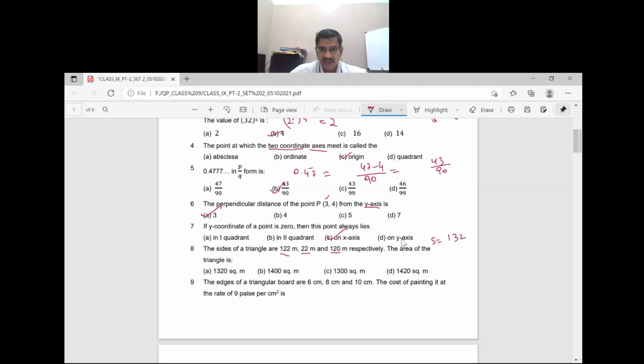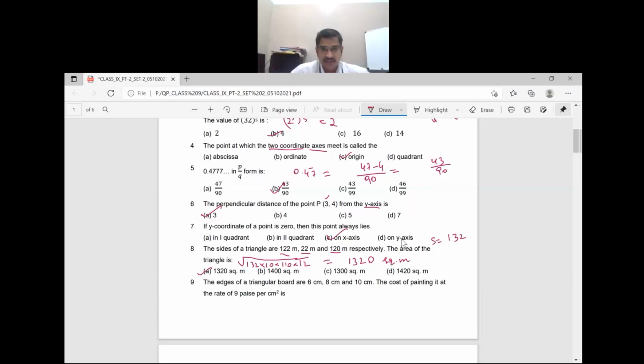This is the semi-perimeter. Now, you know the formula: root under S into S minus A into S minus B into S minus C. So, root under 132, 132 minus 122 is 10, 132 minus 22 is 110, into 132 minus 120 is 12. You know how to simplify the root of this value. If you do it, you will get 1320 square meter. The right option is A.